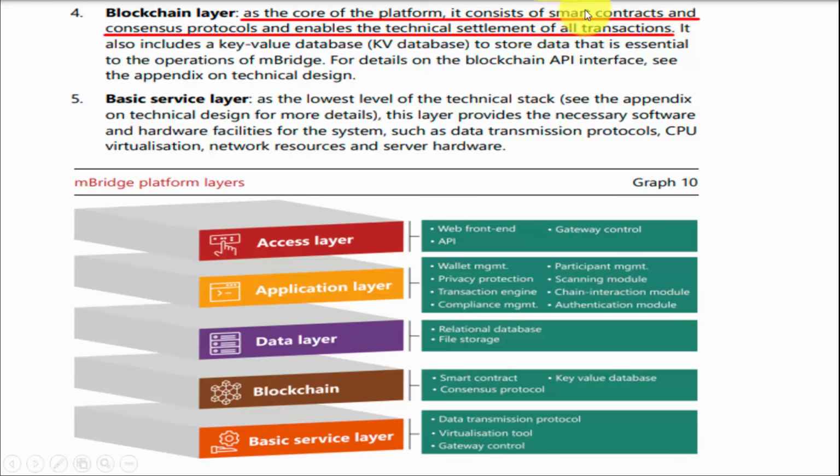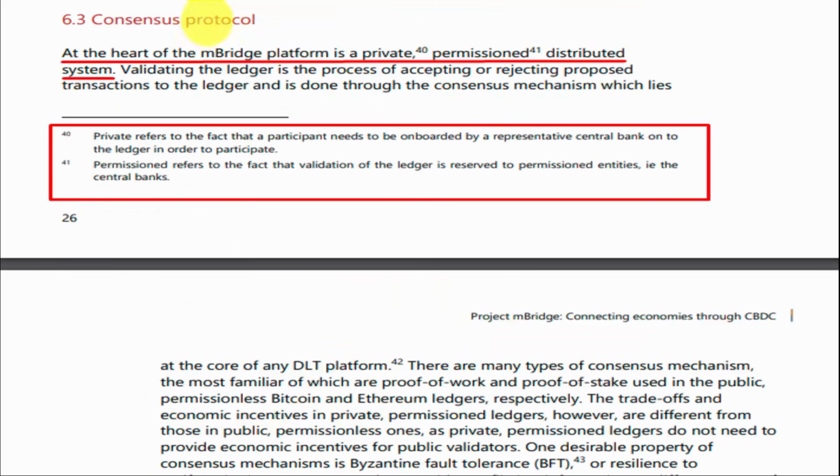And smart contracts are basically used within mBridge to enable the settlement of all transactions, and that's how payment versus payment works. It works as a result of smart contract functionality, where two CBDCs can be swapped instantaneously without a bridging asset, and it's all done via smart contracts, and that's how it works on mBridge. So the consensus protocol at the heart of the mBridge platform is a private, permissioned, distributed system.